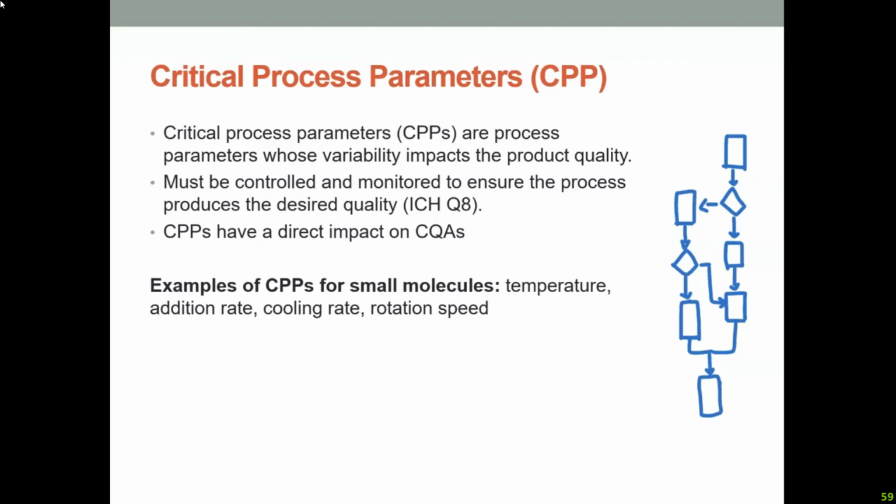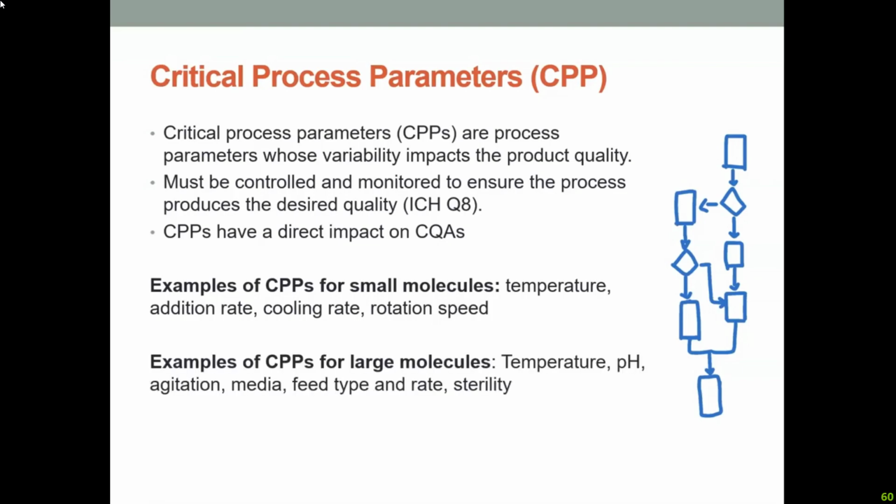Examples of critical process parameters for small molecules. So small molecules are our API molecules. So they would be things like temperature, addition rate, the cooling rate, rotation speed, physical parameters like that. Examples of critical process parameters for large molecules, so that's the biopharma, would be things like temperature, pH, your agitation, your media, your feed type and rate, and your sterility.